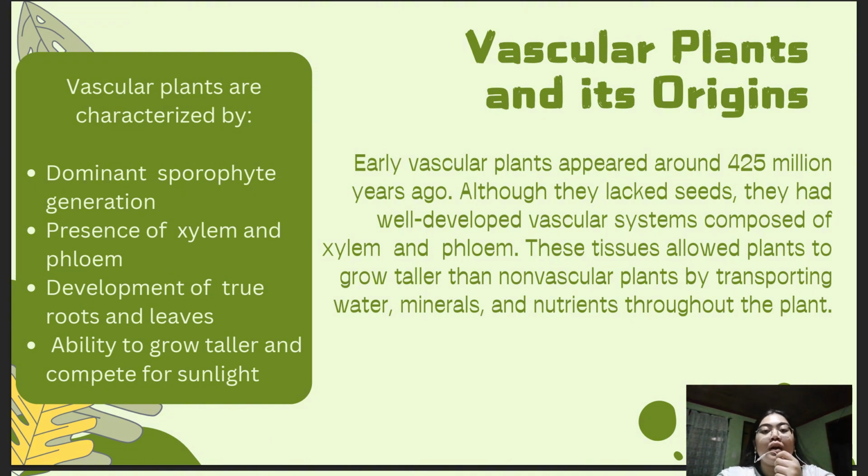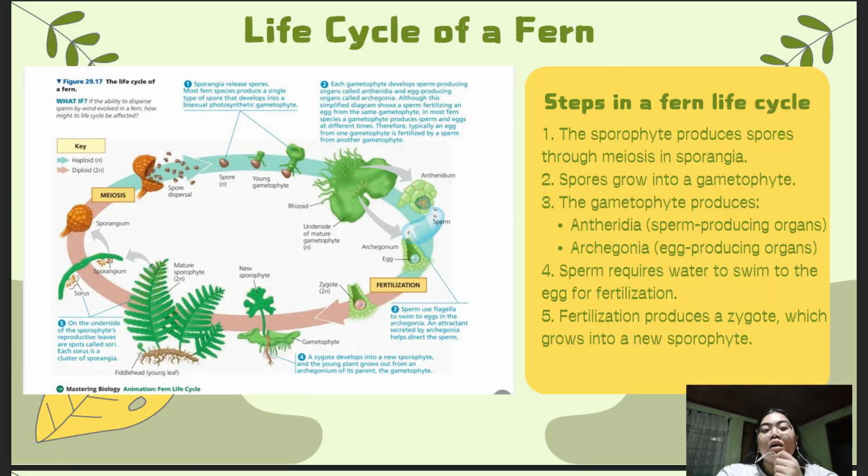Vascular plants are characterized by having true roots, stems, and leaves, dominant sporophyte generations, and the ability to grow taller to compete for sunlight. These plants undergo alternation of generations. The sporophyte is the dominant stage that produces spores, while the gametophyte produces gametes. One example of a vascular plant is a fern. So, we will now be talking about the life cycle of a fern.